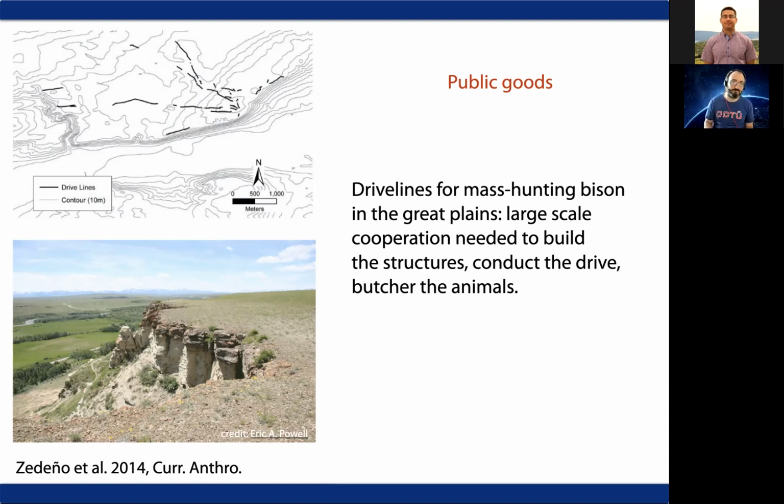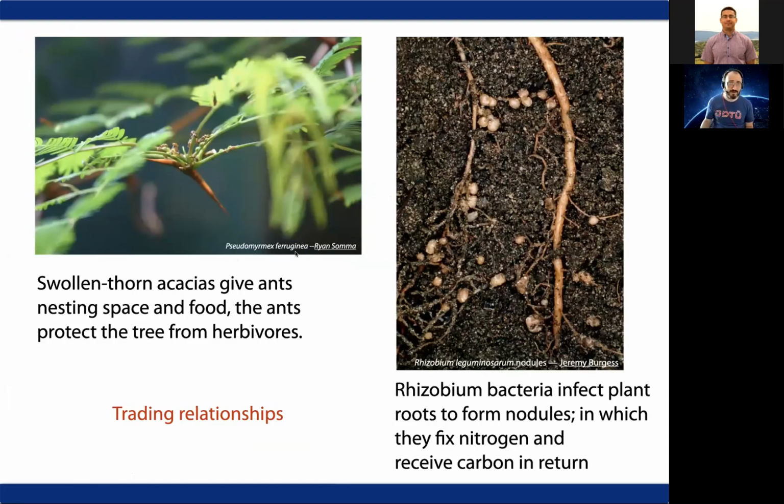But this type of cooperative interaction exists not just within species, but also between species. Here are two examples. This is an acacia tree called the swollen thorn acacia. They have these swollen thorns where they get their name from, and these thorns actually serve as housing for a variety of ant species. In this case, a Pseudomyrmex species.